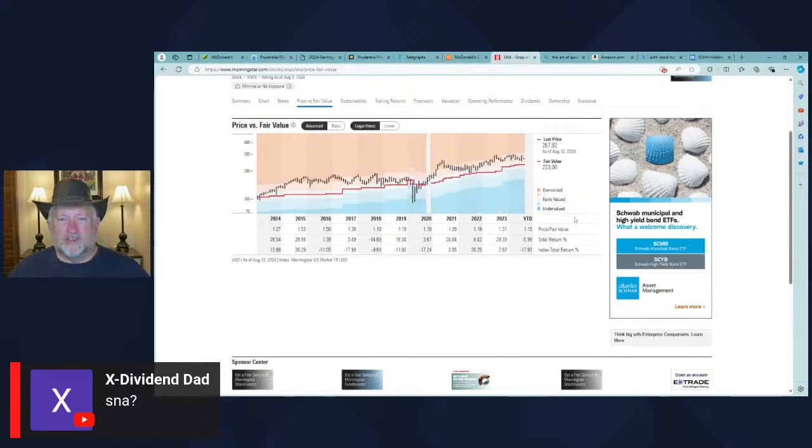But I will say this: look at that fair value. The fair value is the red line. While the price has stayed pretty consistent over the last 3 years, Morningstar's fair value has grown to meet that. Not meet it, but it's still overpriced according to Morningstar. It's interesting to me how that fair value just keeps edging up. But I guess that makes sense.